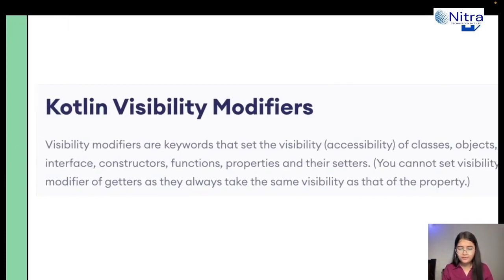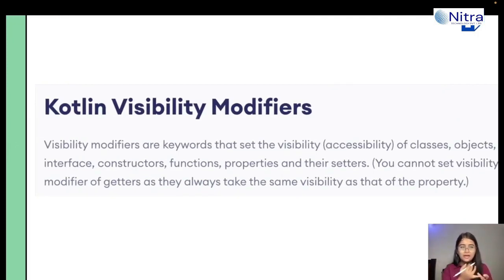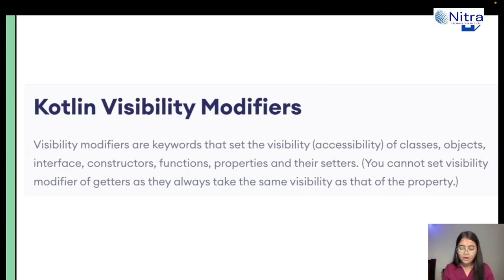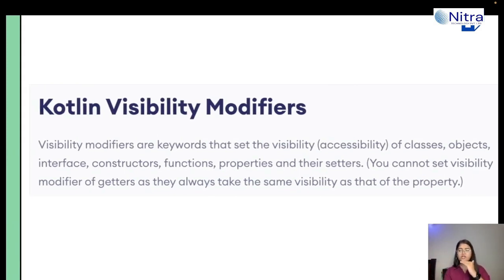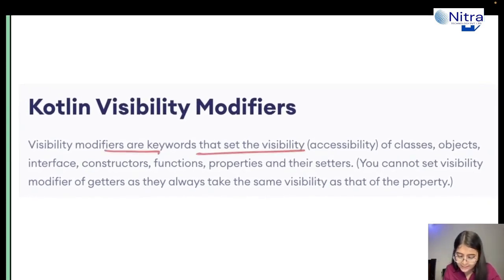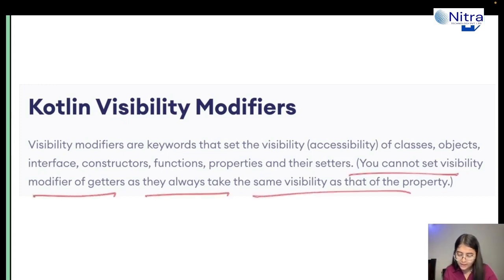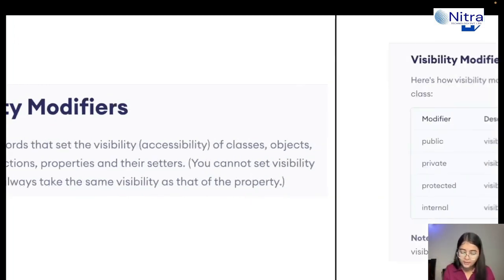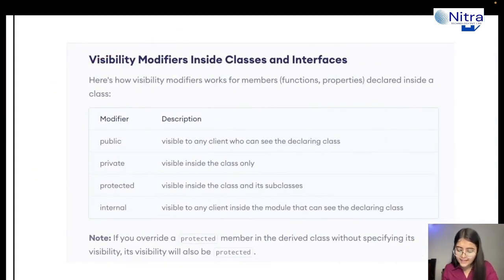Earlier as well, you would have seen us using private, public, all those keywords. By default, all the variables and member functions inside a class are public, but if you explicitly use the private or protected keyword, then obviously they will behave that way. Visibility modifiers are keywords that set the visibility of classes, objects, interfaces, constructors, functions, properties and their setters. You cannot set the visibility modifier of getters, as they always take the same visibility as that of the property. So these are visibility modifiers inside classes and interfaces. You can take a screenshot of this.